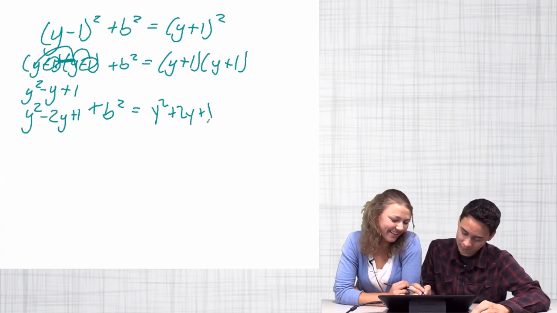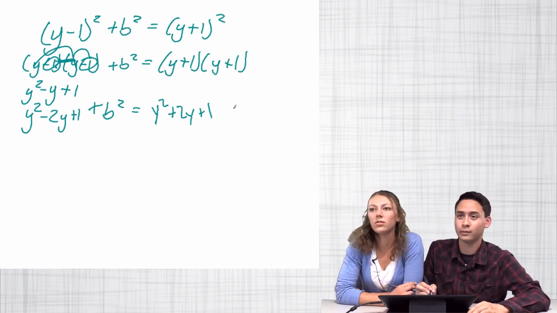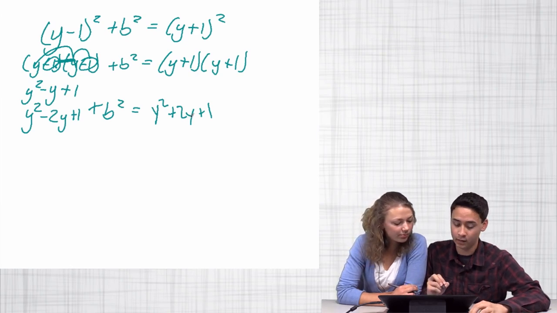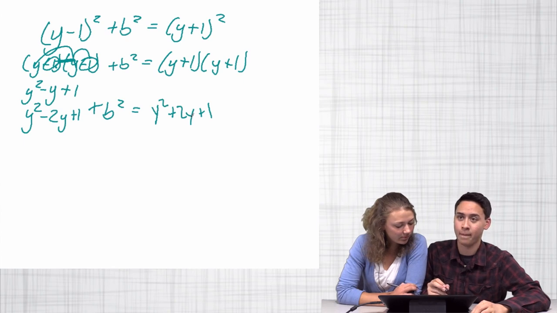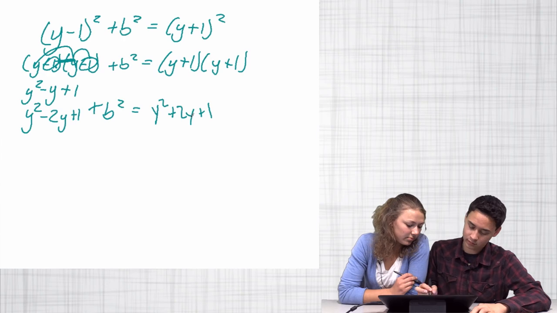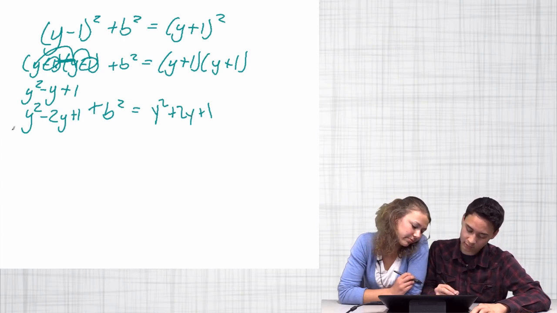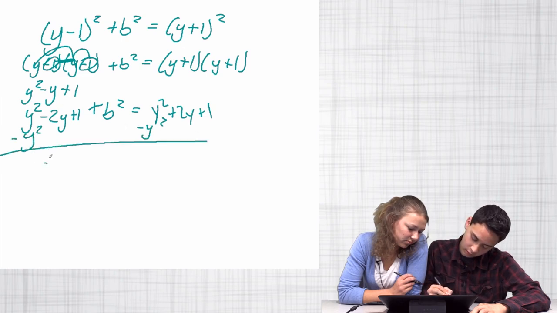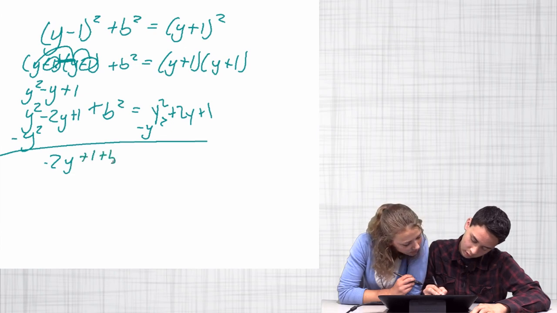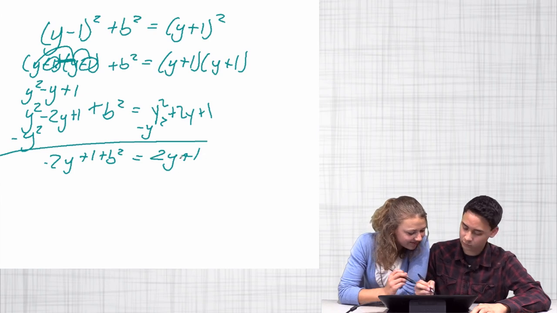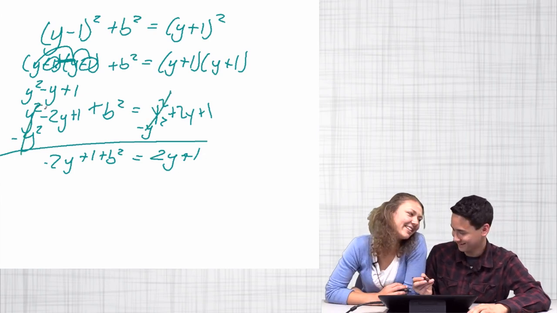Okay. Now, before, when you worked with numbers, you had 6 squared plus b squared equals 8 squared, and you wanted to get b squared alone. b is your x, right? Yes. So let's get b squared alone. So combine like terms. We would subtract y squared from both sides. So minus y squared, minus y squared. You get negative 2y plus 1 plus b squared equals 2y plus 1, because they canceled out.